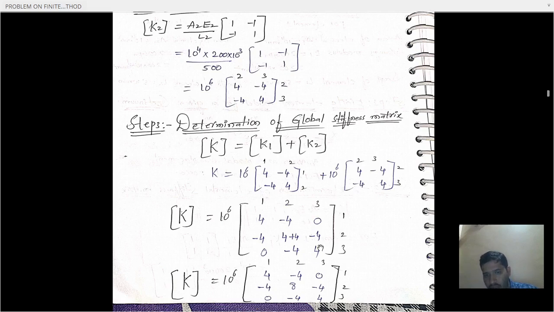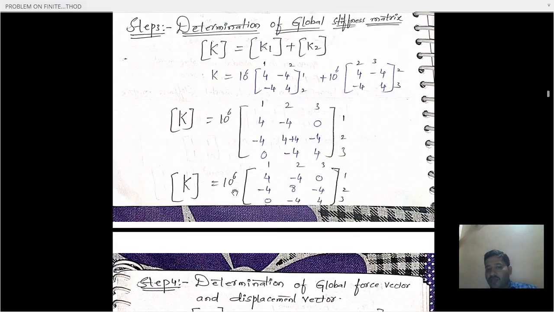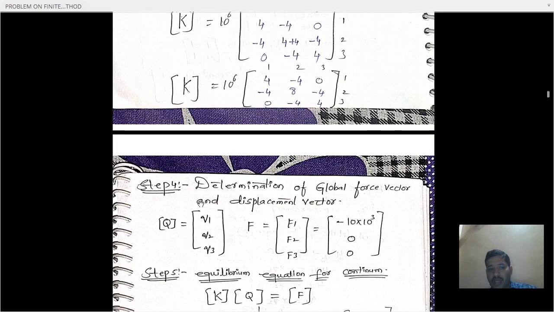How much will you get? Minus 4, 3 into 3. How much? 4. Okay dear. 10 power of 6 as it is. This 4 minus 4 is 0. 4 minus 4 is 0. Minus 4 as it is. 4 plus 4 should be 8. Minus 4, 0, minus 4, 4. Okay dear. After that we need to find out the global force vector and displacement vector.